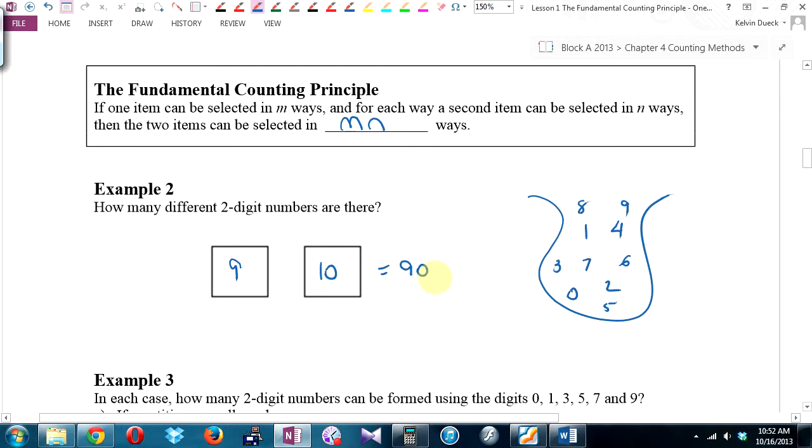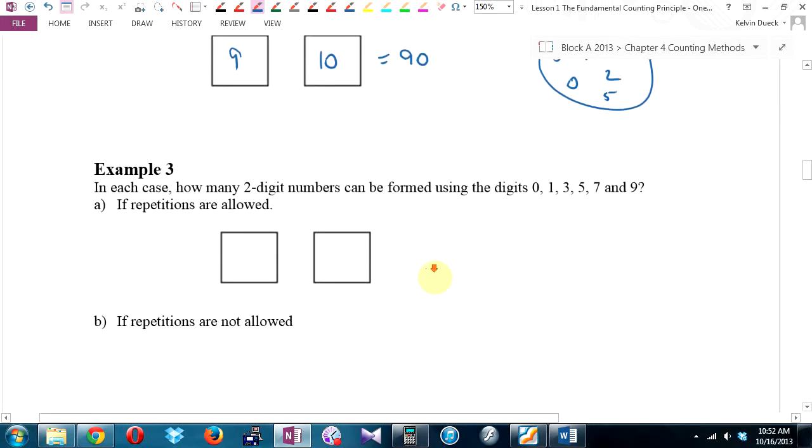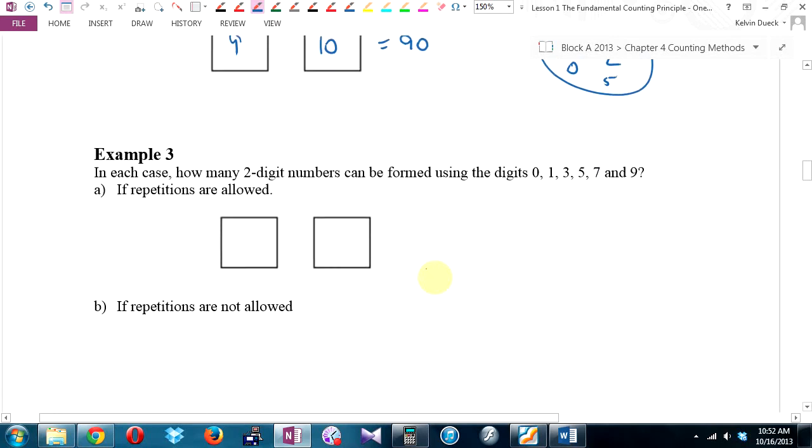Okay, let's make it a bit more restrictive. Example 3 says, in each case, how many different two-digit numbers can be formed using the... Okay, now they're not saying use all the digits. I'm going to draw my Scrabble bag, and it looks like I have a 0, a 1, a 3, a 5, a 7, and a 9. And we have two cases.